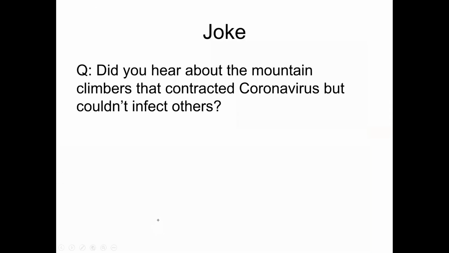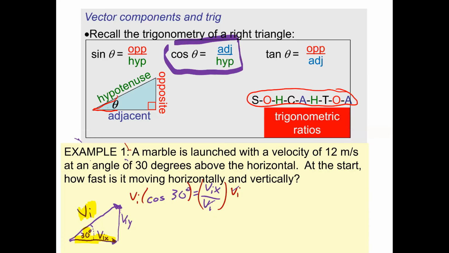And I get v sub I cosine 30 degrees equals v sub ix. And I can substitute in here 12 meters per second for v sub I and multiply that by the cosine of 30. And I'll get my initial velocity in the x direction.